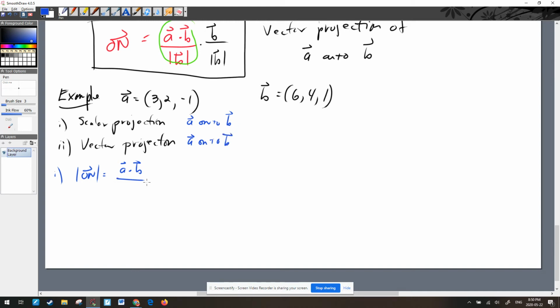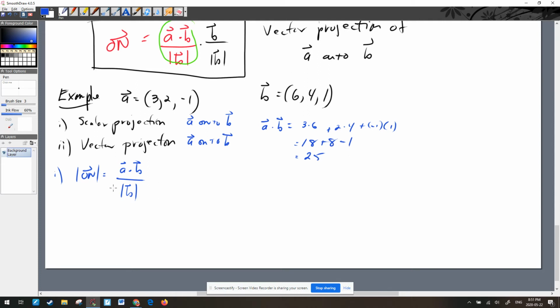All right, so the magnitude of ON is going to be equal to A dotted with B, and because it's onto B, I know the magnitude of B goes in the denominator, right? So A dotted with B, so we're going to need that. So let's calculate it. A dotted with B is going to be equal to 3 times 6. I have to be careful with the times now, right? Like the dot means something, but because it's just integers, we're good to go. So 3 times 6 plus 2 times 4 plus -1 times 1. So let's add those up. So that's 18 plus 8 minus 1. So that is going to be 25.